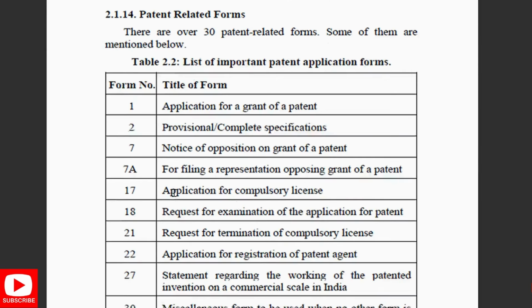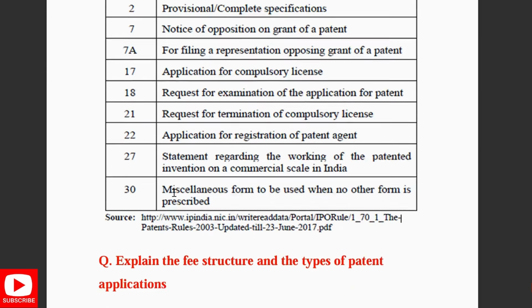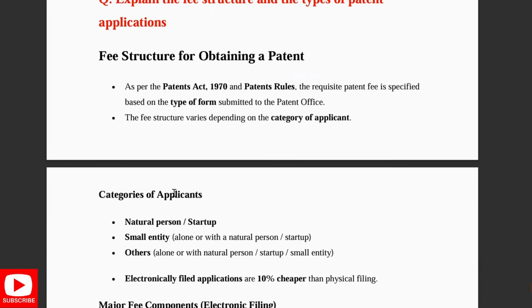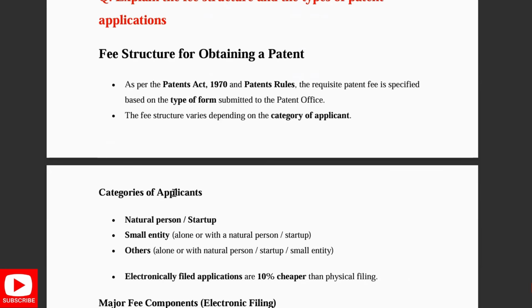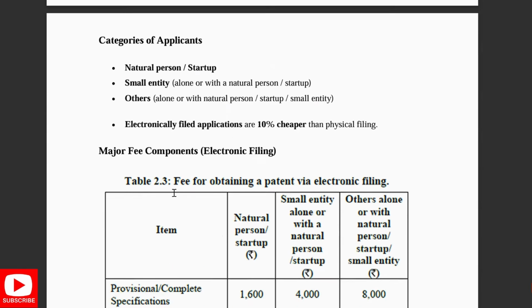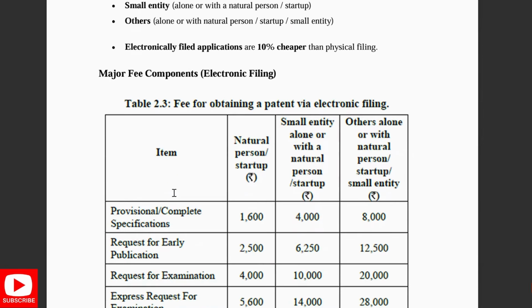Next, patent related forms. There are 30 patent related forms. Form number 1 is the application for the grant of patent. Form 2 is complete specifications. Like this, we have 30 patent related forms. Next is the fee structure and the types of patent application. The fee structure is based on the category of applicant, like natural person, startup, small entity, or others. If you file electronically, it is 10% cheaper than physical filing.